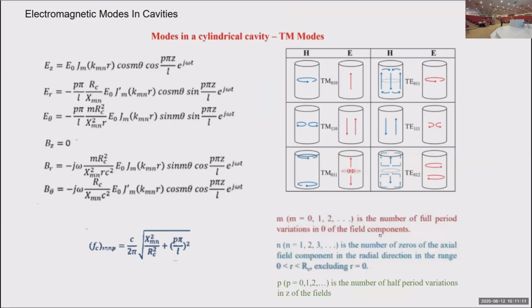And you see the electric field and the direction of the magnetic field. That's very efficient in electrons. And you see all of the components of the magnetic fields and electric fields in here. And finally, with the m and p mode numbers, you can find the frequency of this type of cavity. Let's go further.